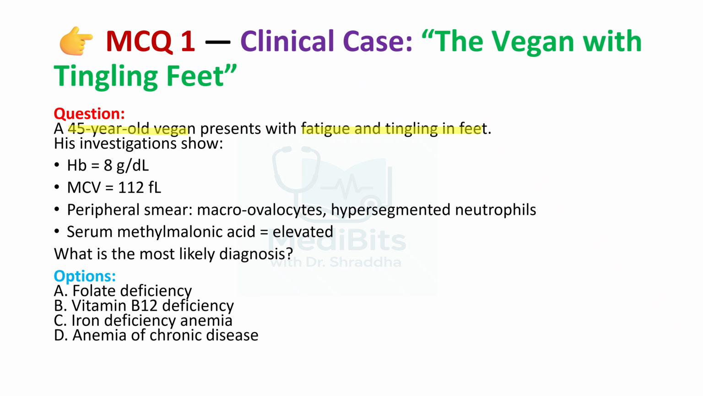Investigations show hemoglobin 8 gram per deciliter, MCV 112 femtoliter. Peripheral smear shows macro-ovalocytes, hypersegmented neutrophils. Serum MMA, that is methylmalonic acid, is elevated. What is the most likely diagnosis? Your options are folate deficiency, vitamin B12 deficiency, iron deficiency anemia, or anemia of chronic disease.